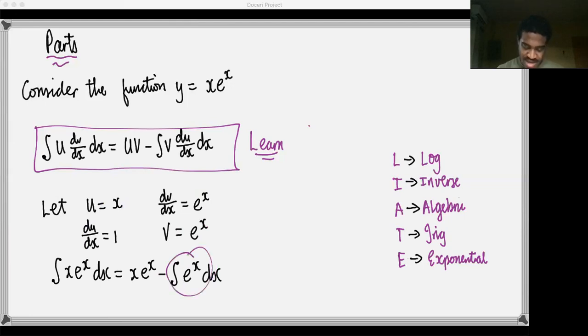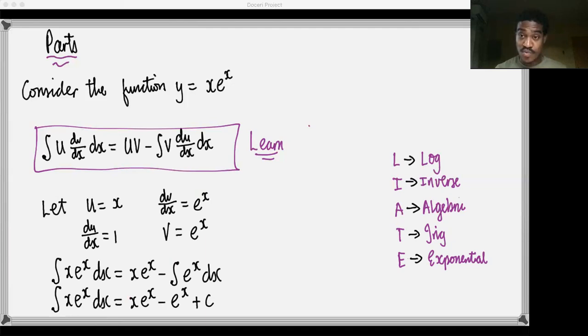And then we just integrate e to the x. The integral of e to the x is what? e to the x. So this is very simple, but e to the x plus c. Do not forget your constant of integration. So in the end, the integral of this function, where we have the product of two functions of x, is x times e to the x minus e to the x plus c. So the integral of x times e to the x with respect to x is equal to this. Don't forget your constant of integration.